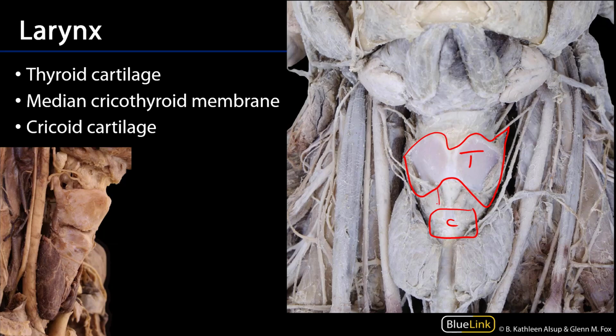And between the two of them is a membrane that is part of the conus elasticus called the median cricothyroid membrane, which is generally just referred to as the cricothyroid membrane because most people don't give the lateral cricothyroid membranes their props. Nevertheless, it's this median cricothyroid membrane which is incised during a cricothyrotomy. And we can see the boundaries between the thyroid cartilage and the cricoid cartilage there. So that is the median cricothyroid membrane.